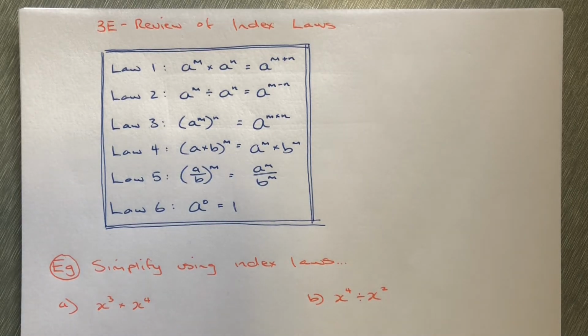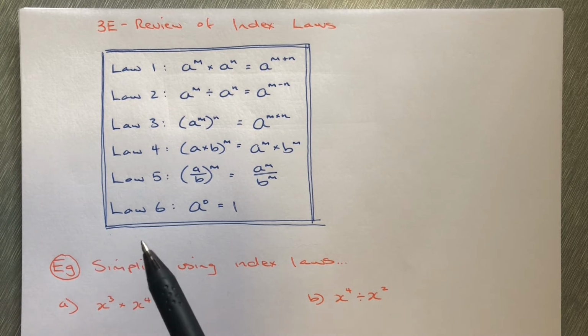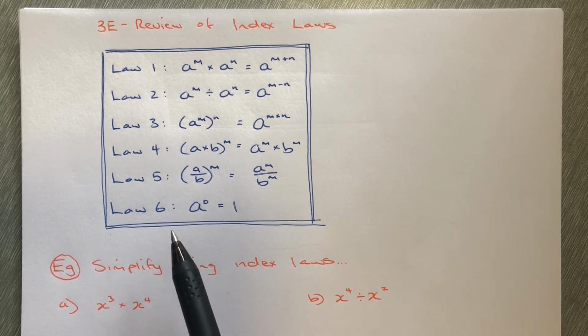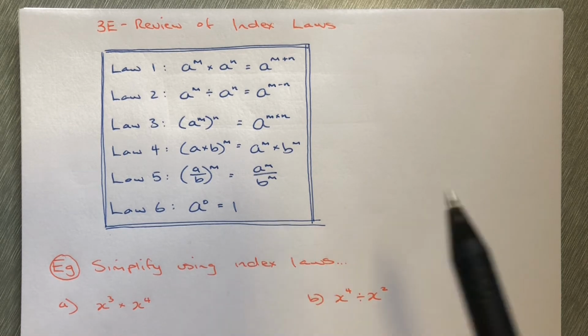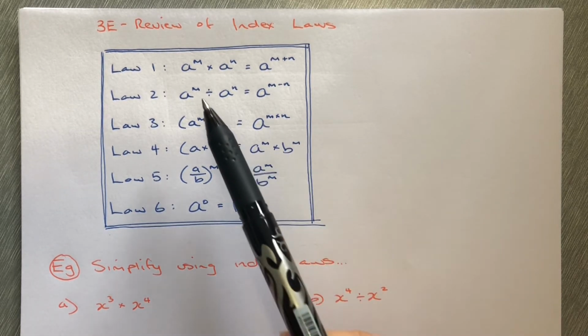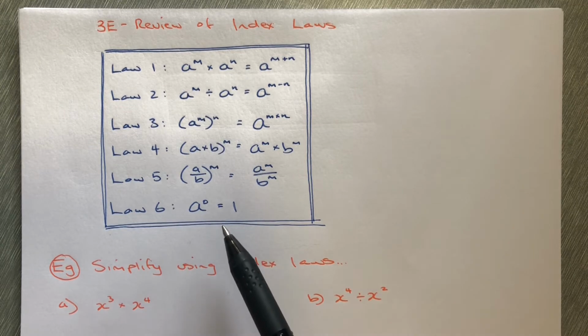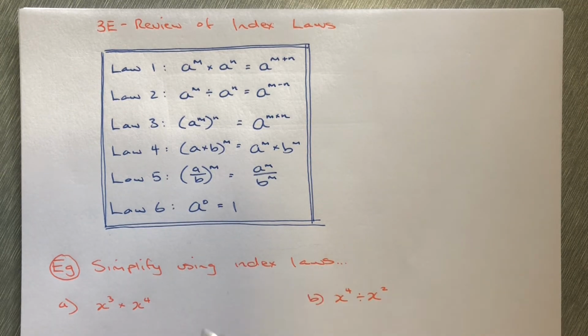Hey Year 10, now we're up to 3E, which is revision or review of index laws. So it's a review, so hopefully we remember these index laws from previous lessons. But let's just go over some of them anyway. There's pretty much 6 laws that we're going to be looking at here. There's a couple more, but we don't need to really use them just yet. So let's just really briefly look at each of these and then we'll do a few examples down the bottom.